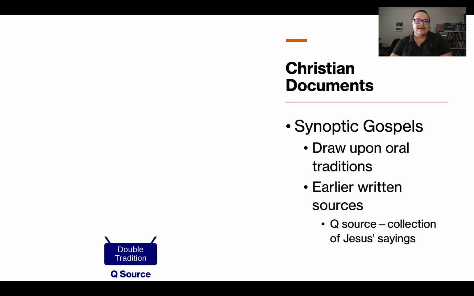The Q source is just a collection of his sayings. So this is a hypothesized source. We don't have an exact version of this, but we do have a very close approximation of it, but it comes from a much later source. So we'll get into that later. But the Q source is what we would assume is a collection of Jesus's sayings that was circulating already, and both Luke and Matthew draw upon the Q source to include Jesus's writings or sayings, the things that he is known to have said, in their version of the gospel story.